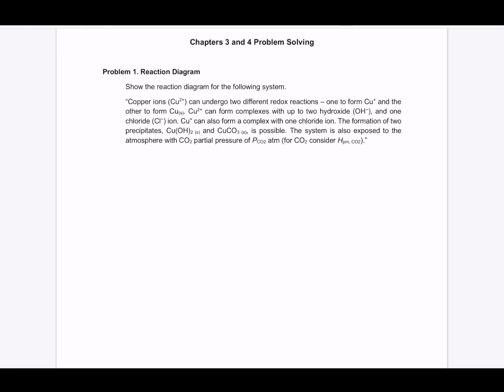It's similar to homework 4. It's asking us about copper ion. So basically copper ion would be the center, copper 2+. Then it would give us the information about the redox reaction. It's 2 redox reactions. So basically we have 2 redox reactions for copper 2+. The first one is forming copper+, and the other one is forming copper 0, which is in the solid phase. So far we decoded up to here.